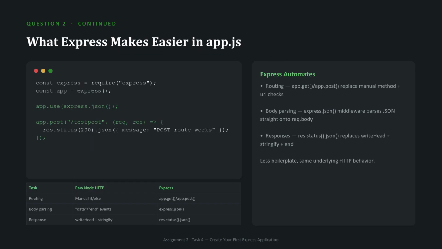What Express makes easier in app.js. Routing: app.get and app.post replace manual if checks on request.method and request.url, so it's easier and much more efficient. Body parsing: express.json is a kind of middleware that automatically parses JSON bodies into req.body. There is no manual data and end event handling. And responses, like res.json and res.status, and others.